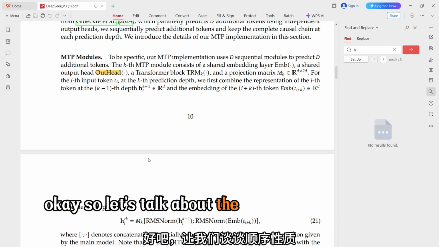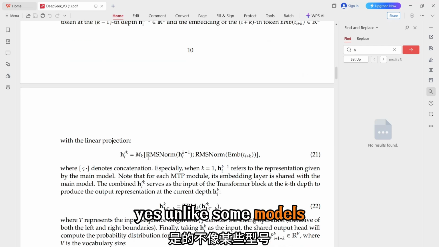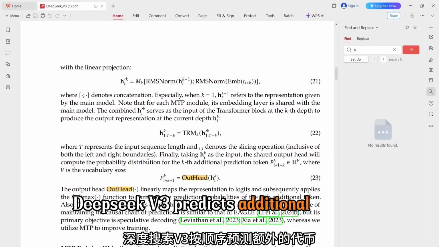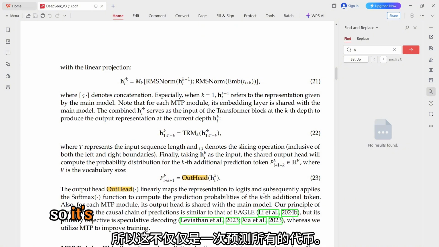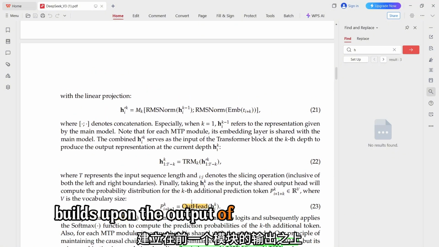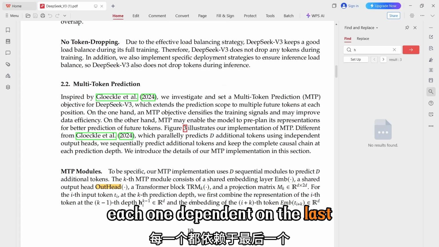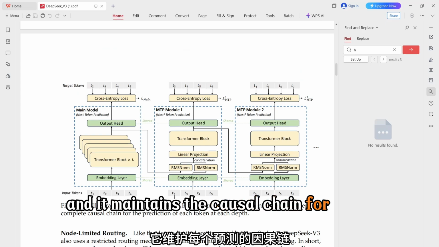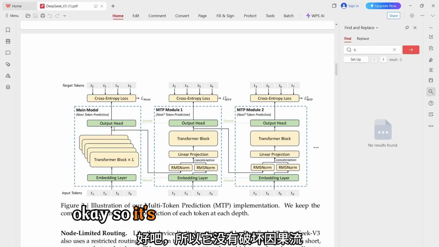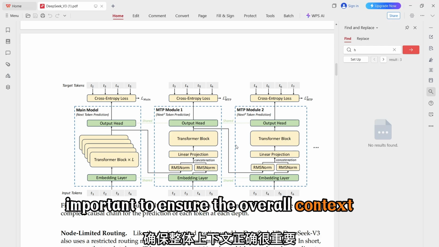Okay, so let's talk about the sequential nature of the MTP modules. Yes, unlike some models, DeepSeek V3 predicts additional tokens sequentially. So it's not just predicting all the tokens at once. Correct. Each module builds upon the output of the previous module. Okay, so it's a chain of predictions, each one dependent on the last. Yes, and it maintains the causal chain for each prediction depth. Okay, so it's not breaking the causal flow. Exactly, which is important to ensure the overall context is correct.